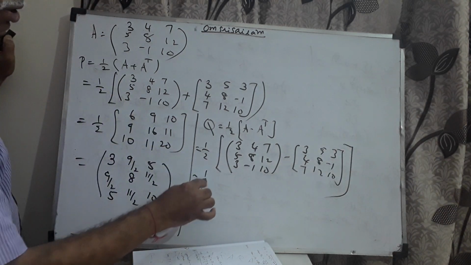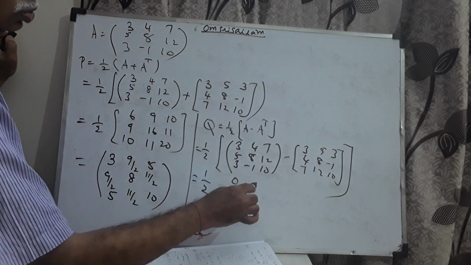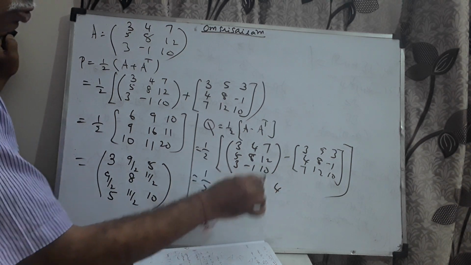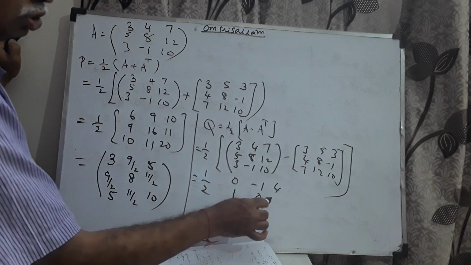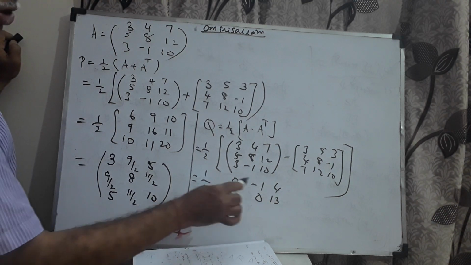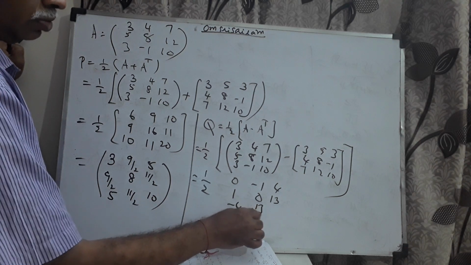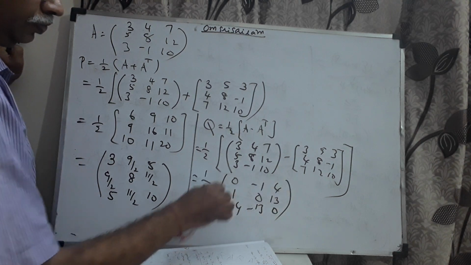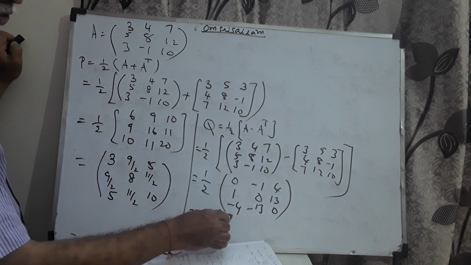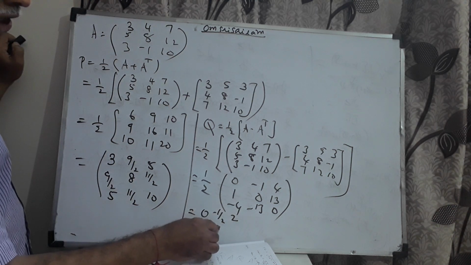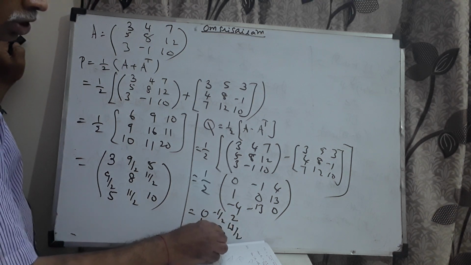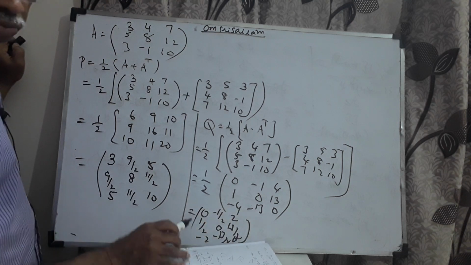Let me just subtract here. 3 minus 3 is 0. 4 minus 5 is minus 1. 7 minus 3 is 4. 5 minus 4 is 1. 8 minus 8 is 0. 12 minus of minus 1 becomes 13. 3 minus 7 is minus 4. Minus 1 minus 12, which is minus 13. Here it is 0. Therefore, division by 2 gives you 0, minus 1 by 2, 2, again half, 0, 13 by 2, minus 2, minus 13 by 2, 0.